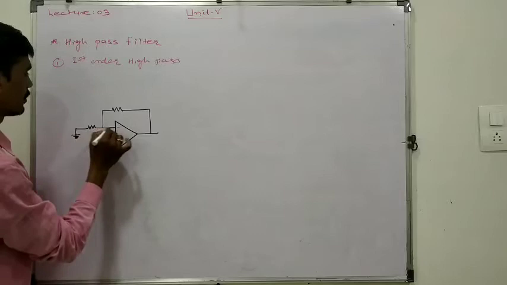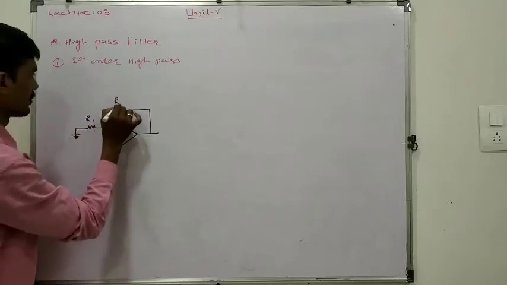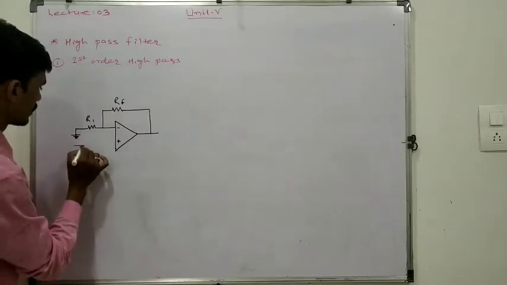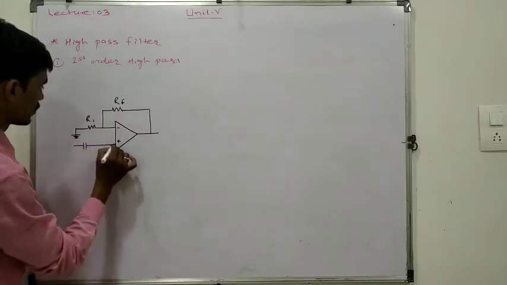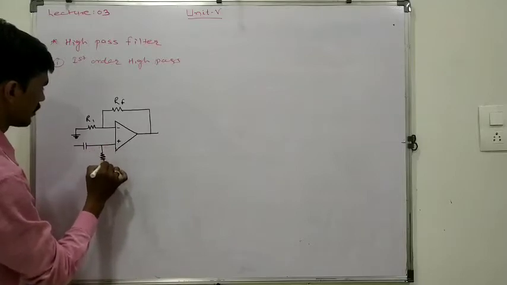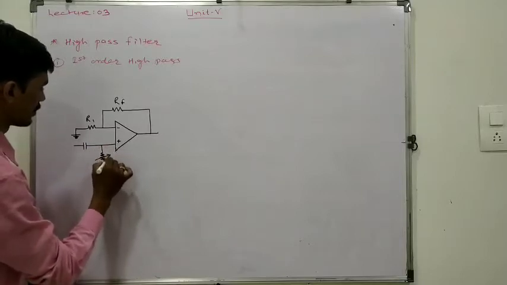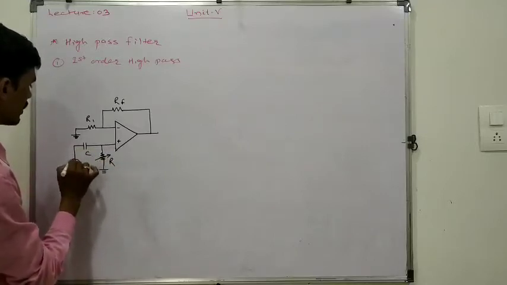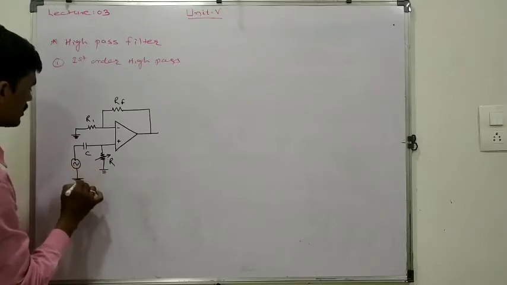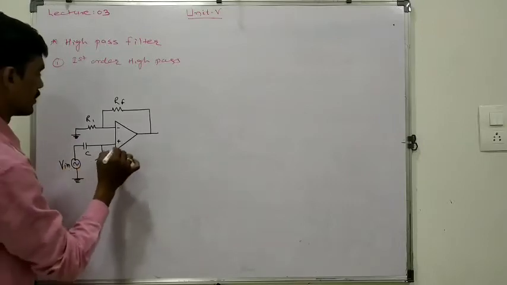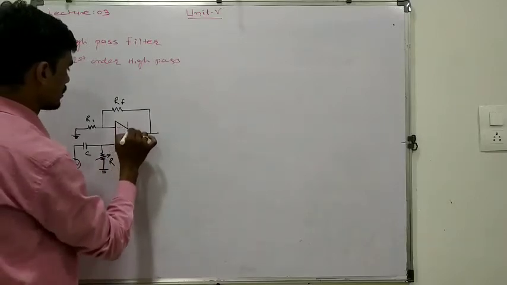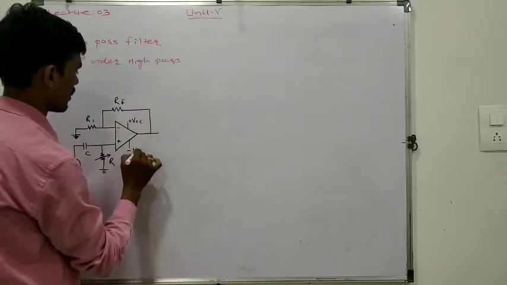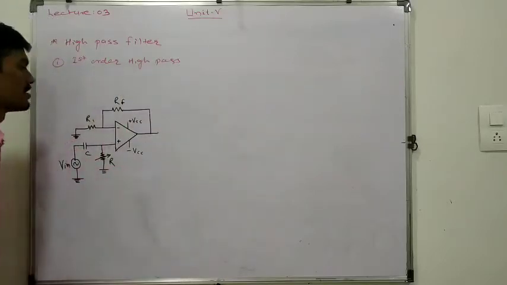To the inverting terminal, we are connecting R1 and RF, and we have to connect the supply to the non-inverting terminal of the operational amplifier. So this is R, this is C, and here we have to provide the supply, that is Vin. This combination of components with the operational amplifier is called the first order high pass filter.